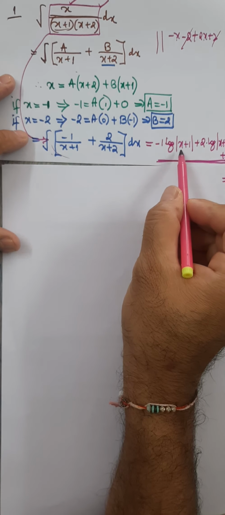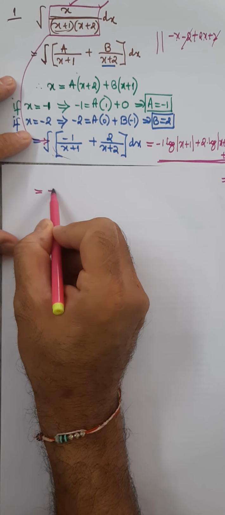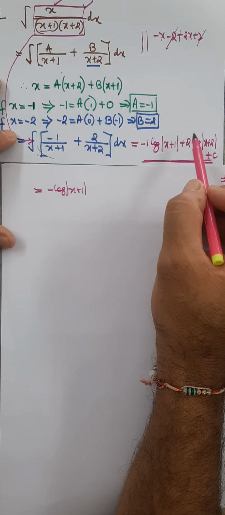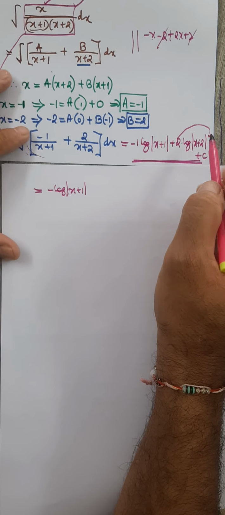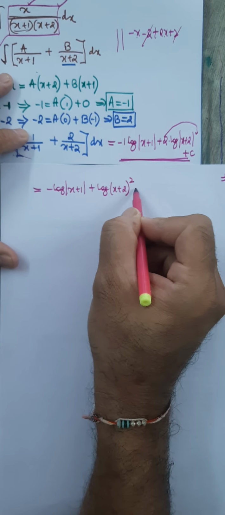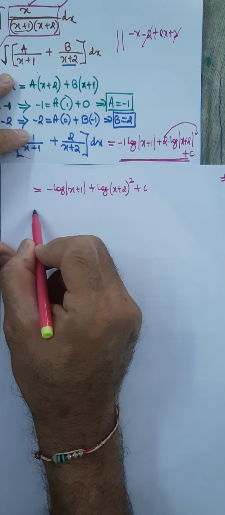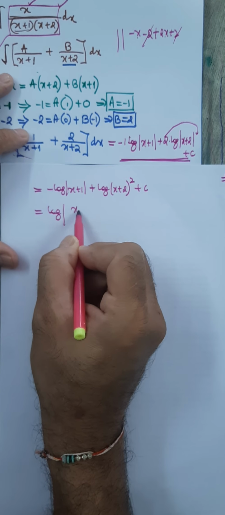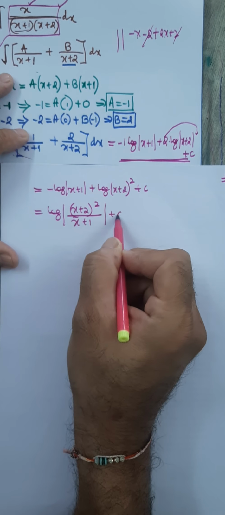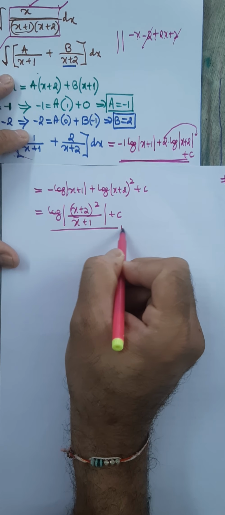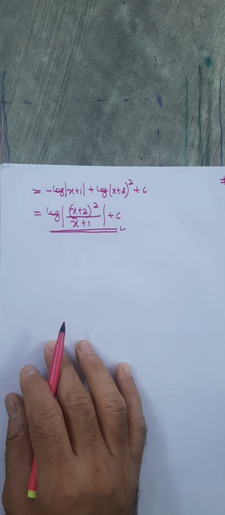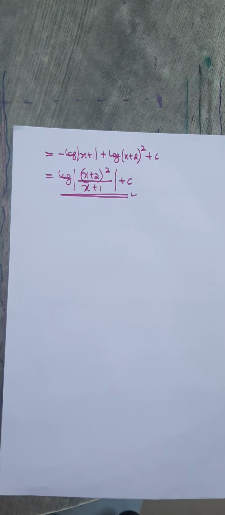Now further, if you want to simplify this, you can write minus log of x plus 1 as it is. You know that this is a property of the log function. This 2 you can take into the power. So this will be plus log of (x plus 2) the whole square plus c. And now this is addition and subtraction, so it becomes division. So this is log of (x plus 2) the whole square upon (x plus 1) plus c. This is your answer if you want. You can keep it in the earlier form, but if you want to rewrite, you can write like this. Okay, now let's go to the next question.